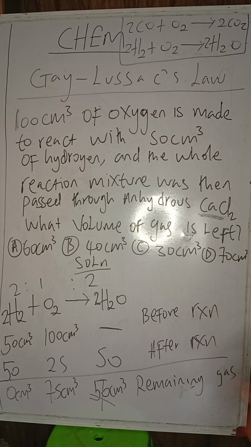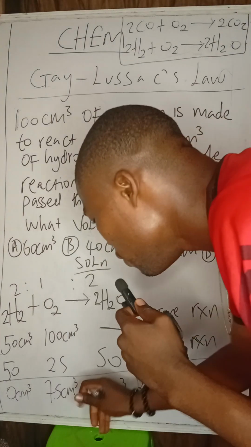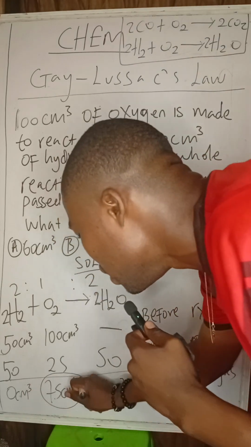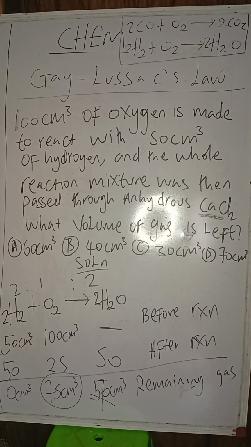So what is now the volume of gas left? The volume of gas left will be the volume of oxygen. So the volume of oxygen is 75 cm³.